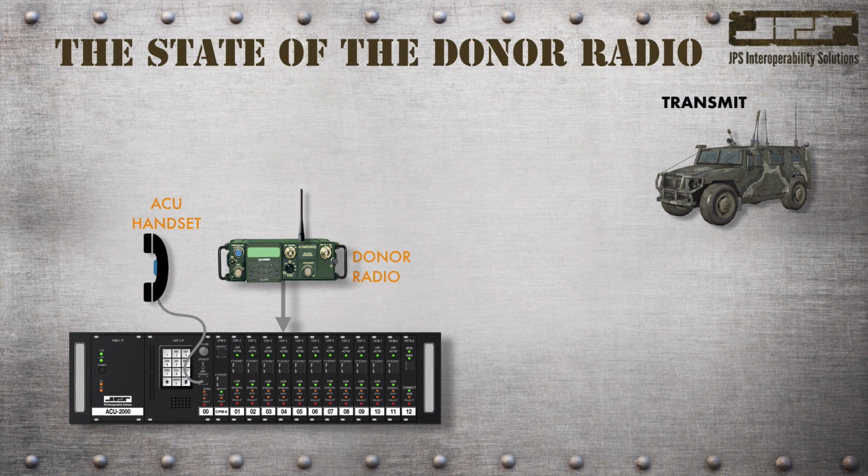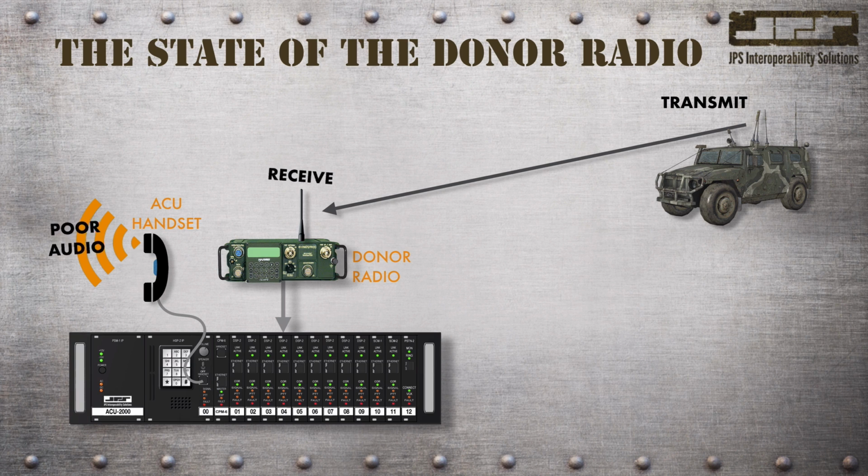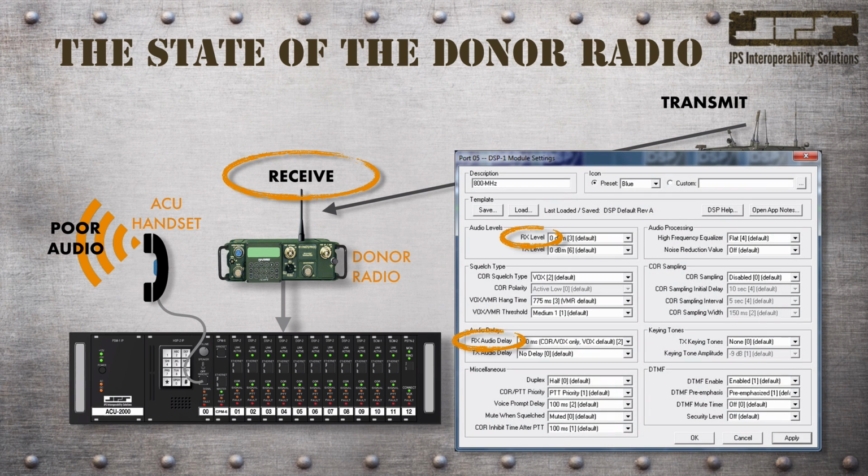For instance, if we determine the quality of audio being transmitted from the field is poor, we need to determine the active state of the donor radio at that very moment. Is the donor radio receiving or is it transmitting? In this case, the donor radio is receiving. That means we can improve the audio quality by adjusting the RX or receive parameters of the DSP interface.